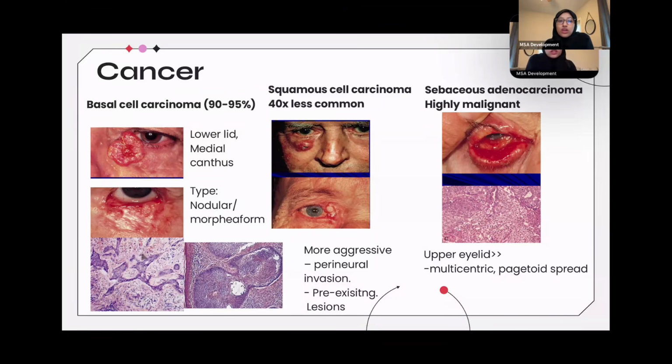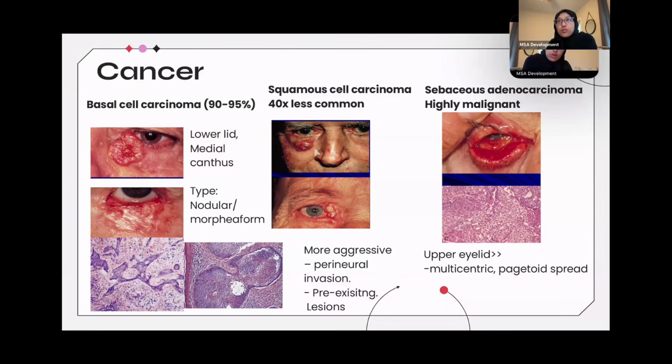There are two types: nodular, this is nodular in histology, and morpheaform, which has a mixed morphea-like appearance in histology. Squamous cell carcinoma is very much less common. Even though the appearance can still be in the lower lid or the medial canthus, it's just less common than basal.